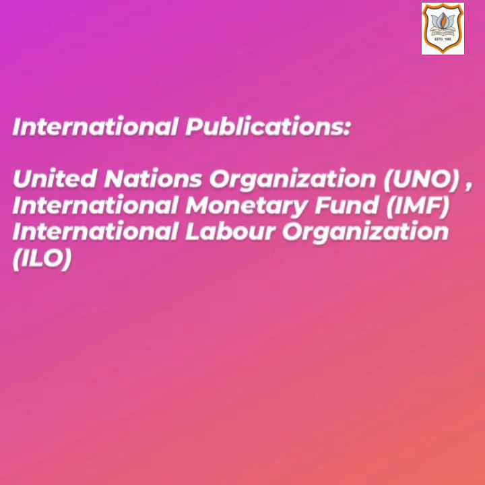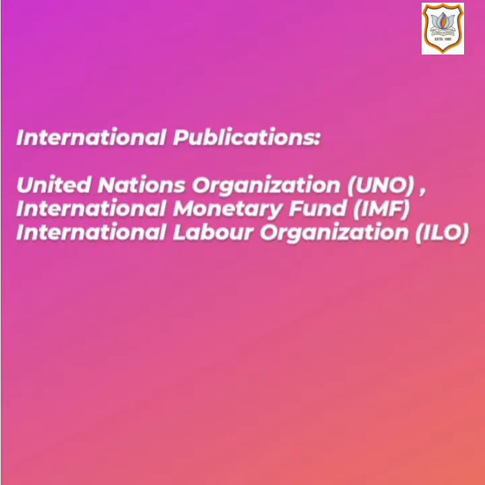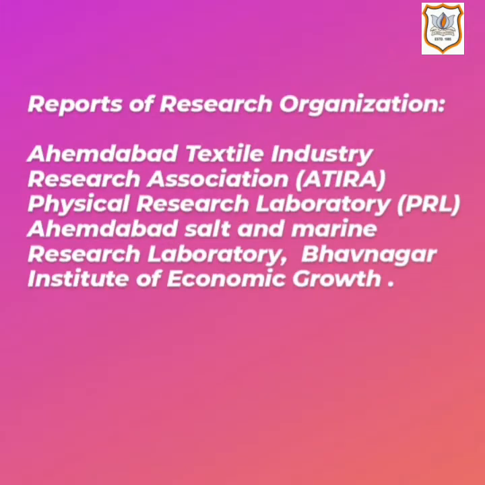IMF works for securing financial stability around the world. It also works for international trade. It promotes high employment and sustains economic growth, and it also works on reducing poverty around the world. So, IMF publishes their important data, their achievements, and everything related to their work. Next is ILO. It works for employees and workers and maintains their standards. So they publish their own important data regularly. So these were international publications.